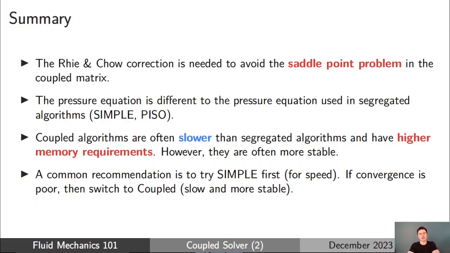And many CFD users have found that coupled algorithms are often slower than segregated algorithms and have higher memory requirements, but they are often more stable because we have that close coupling between pressure and velocity during every iteration, not just the final iteration of the solution. And so a common recommendation is to try the SIMPLE or SIMPLEC algorithms first for speed, and if those algorithms are unsuccessful or have poor convergence, then switch to a slower and more stable coupled pressure-based matrix solver for your CFD code.